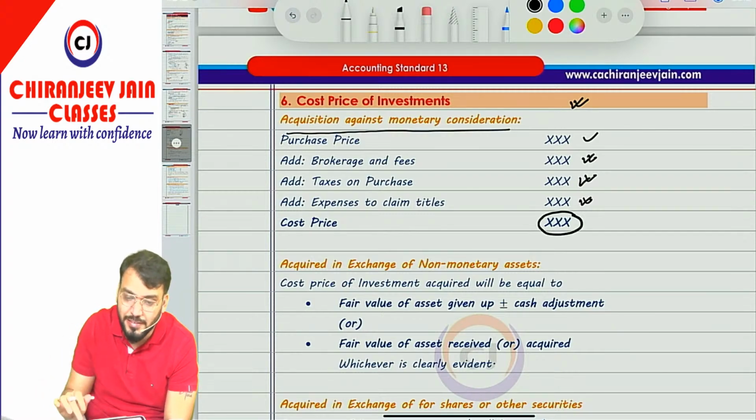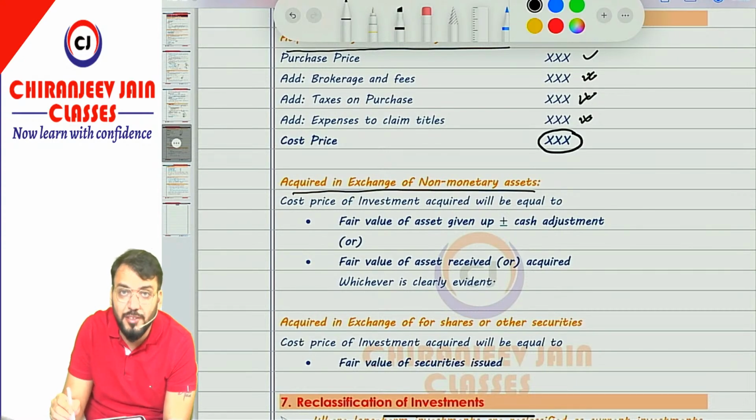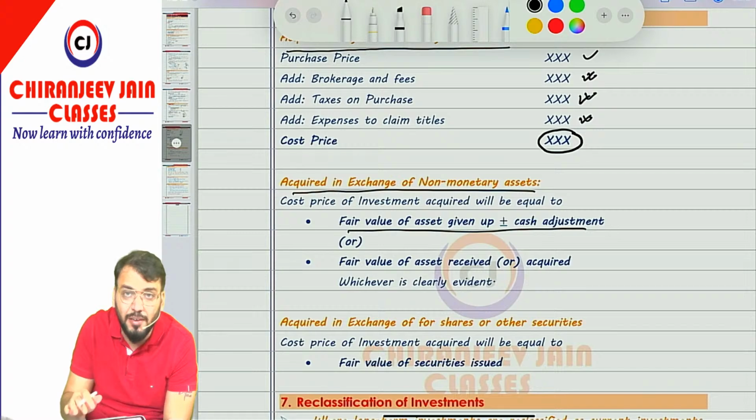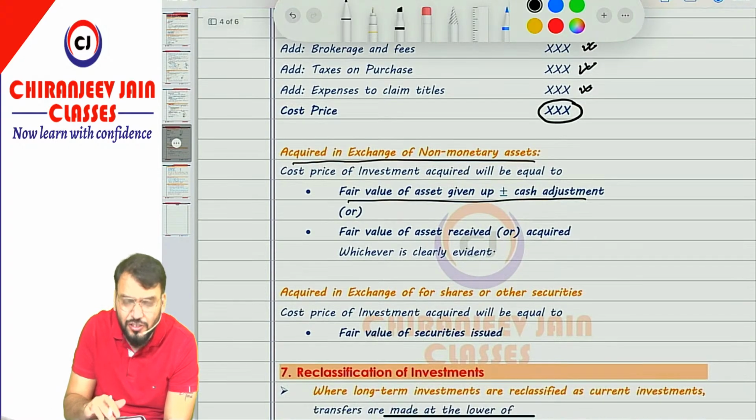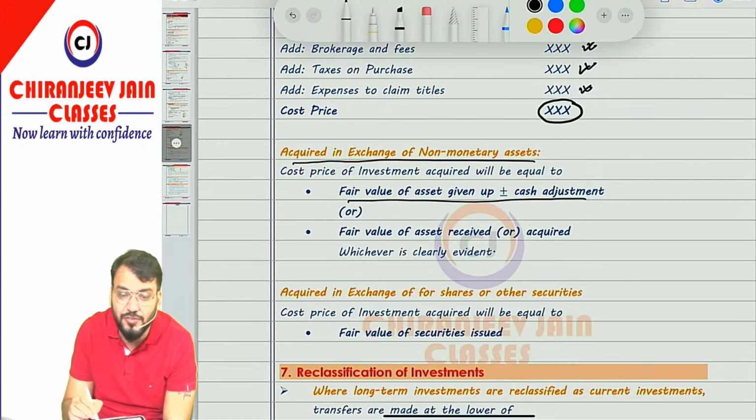Very simple. Yes sir. Now if it is acquired in exchange of non-monetary consideration, then the cost price of investment acquired will be fair value of asset given up plus minus cash adjustment, or fair value of investment acquired, whichever is more clearly evident. I think this you have understood. Same point we have done under AS 10 also for acquisition of property, plant and equipment for non-monetary consideration. Got this point?